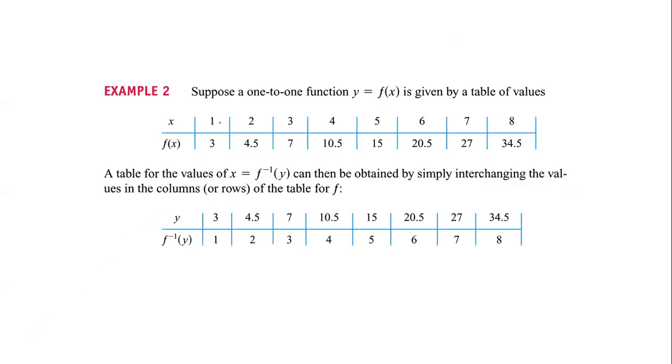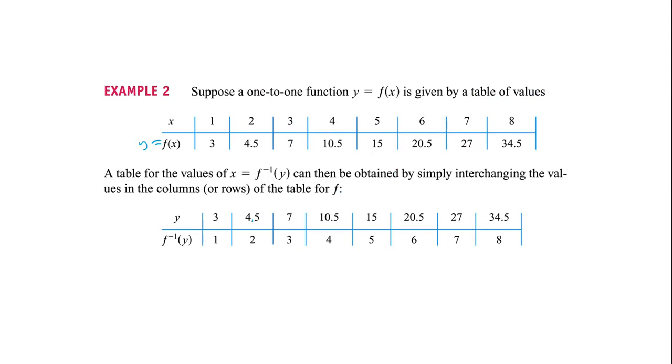Okay, now here is a table. This table shows the x values on the top first row and the y values, where y is equal to f of x, on the bottom. Which are these values? Now, suppose a 1-to-1 function y equal to f of x is given by this table. So these are the values of x and these are the values of y.